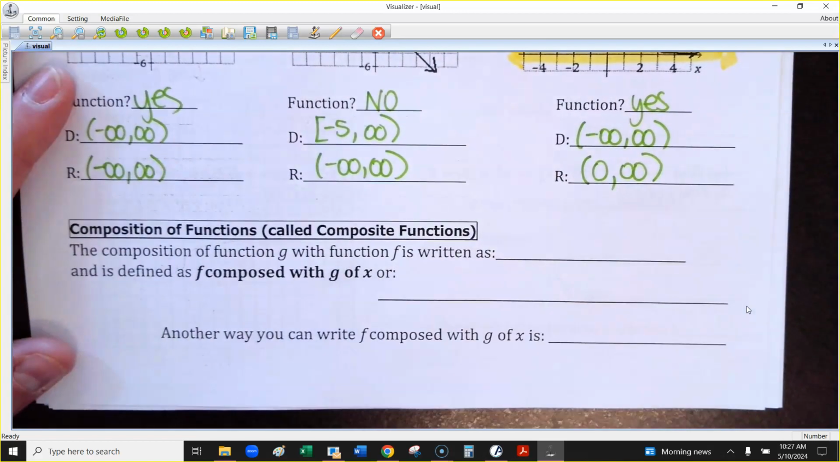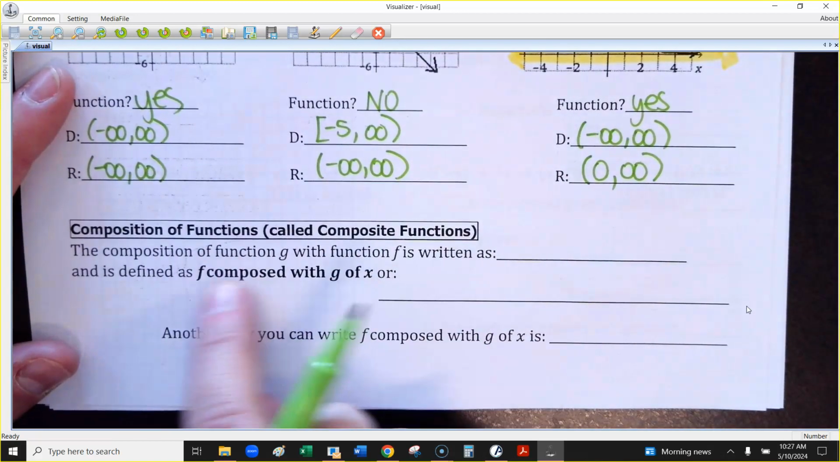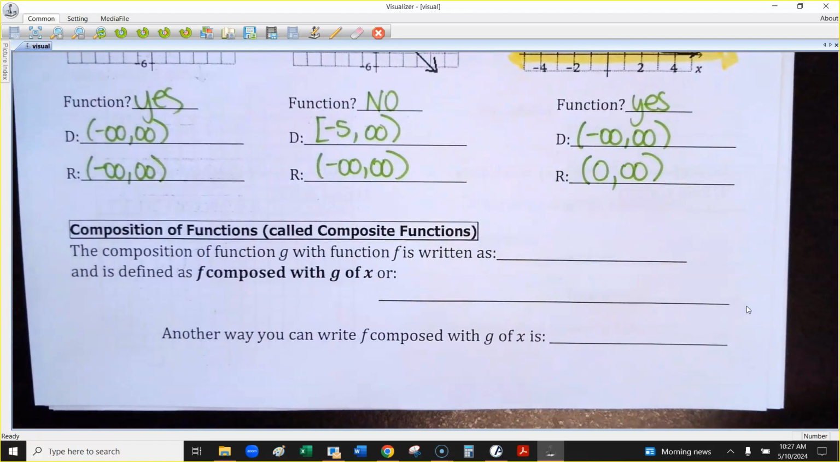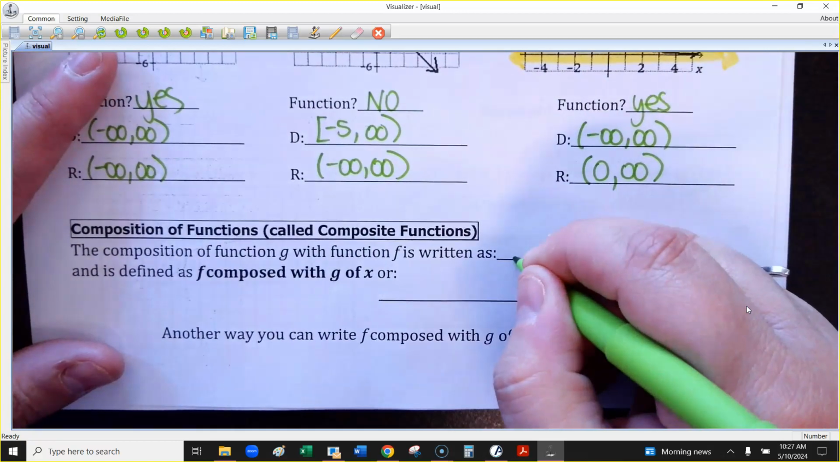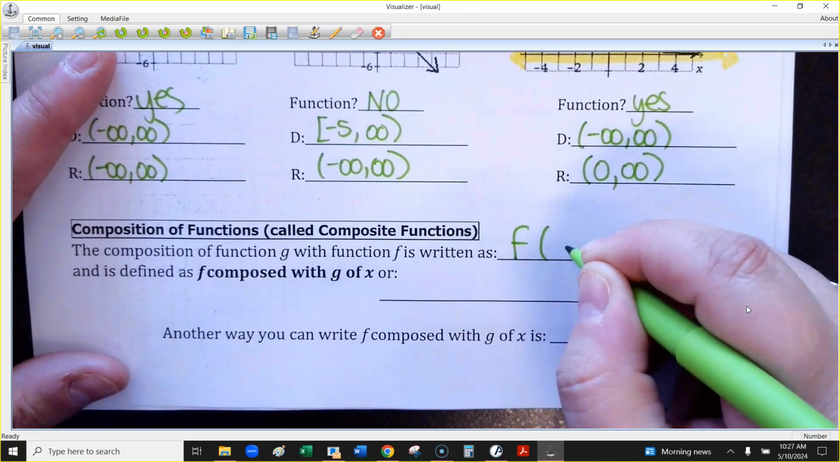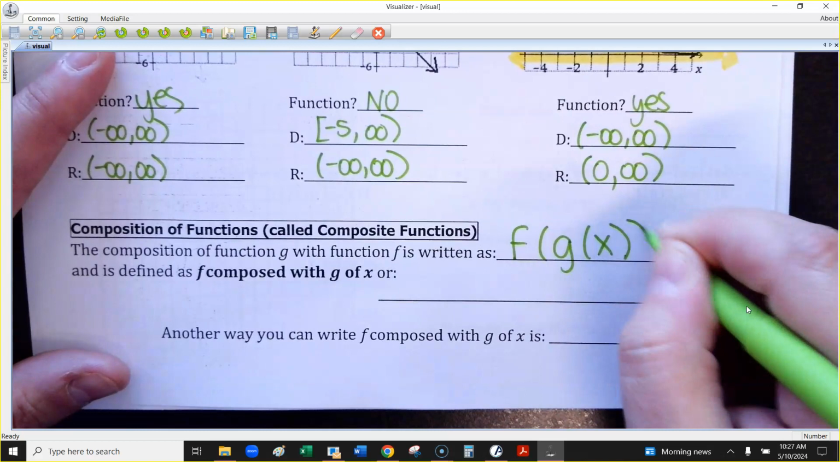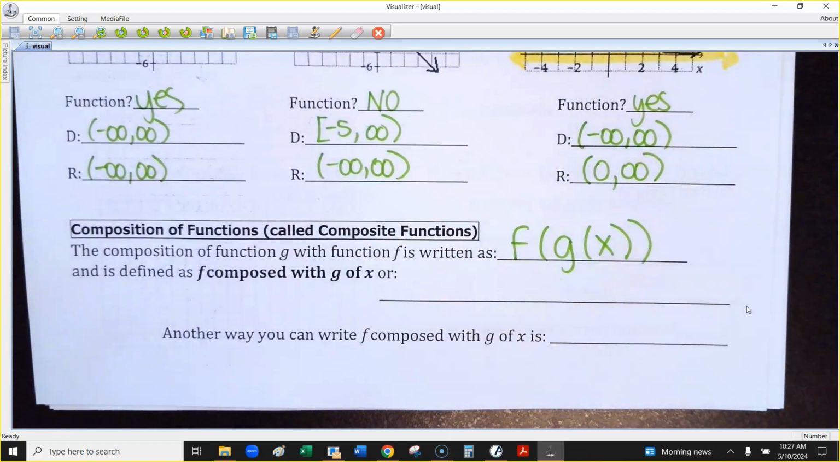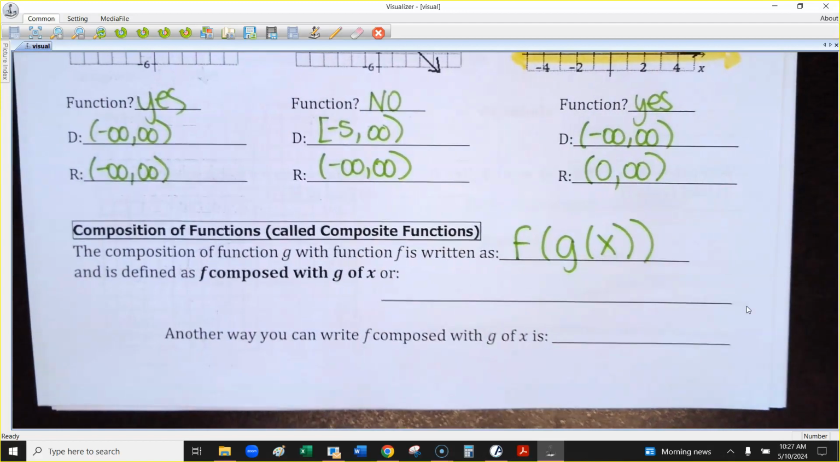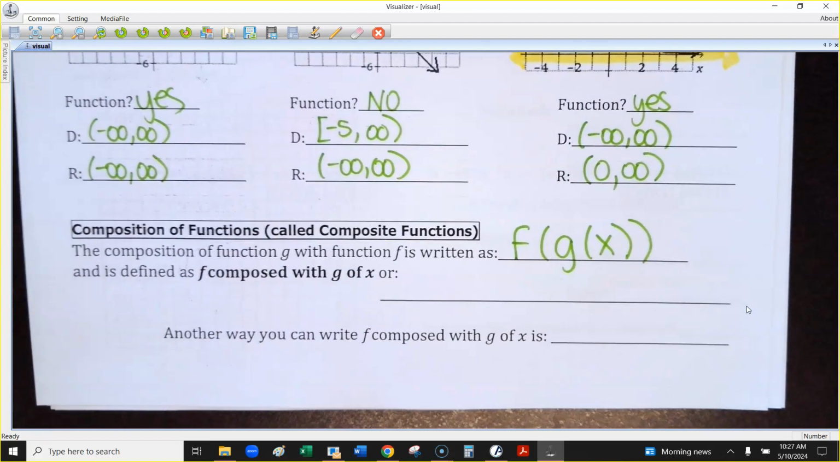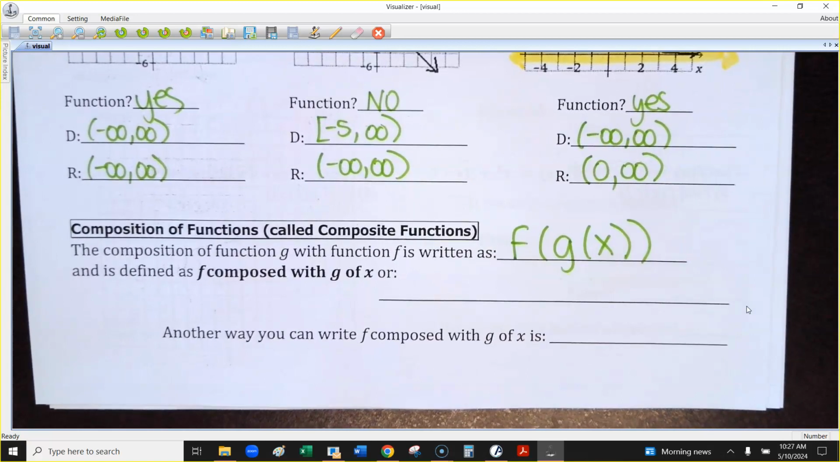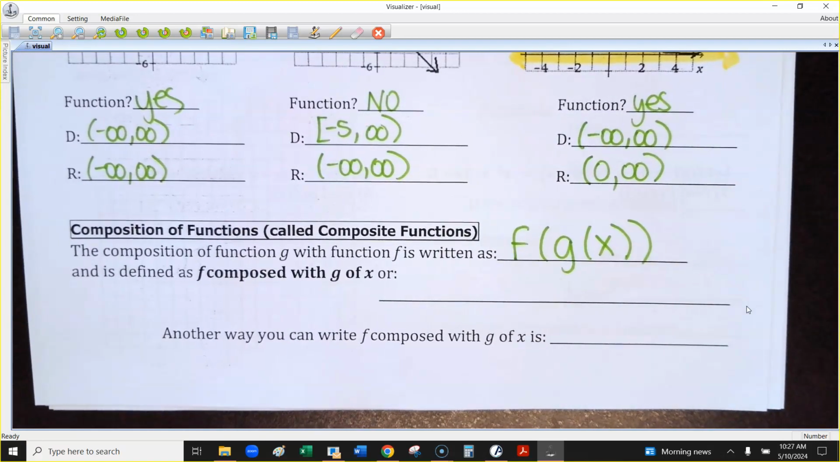Okay. Now, composition of function g with a function of f. This is how you write it. f, and then a parenthesis, g of x. Okay, so maybe you did do this first semester. Okay, good. We're going to review this because we're going to talk about inverses. That's the ultimate goal in this little bitty three lesson unit, is to talk about inverses, but you have to know how to do composition to do inverses.